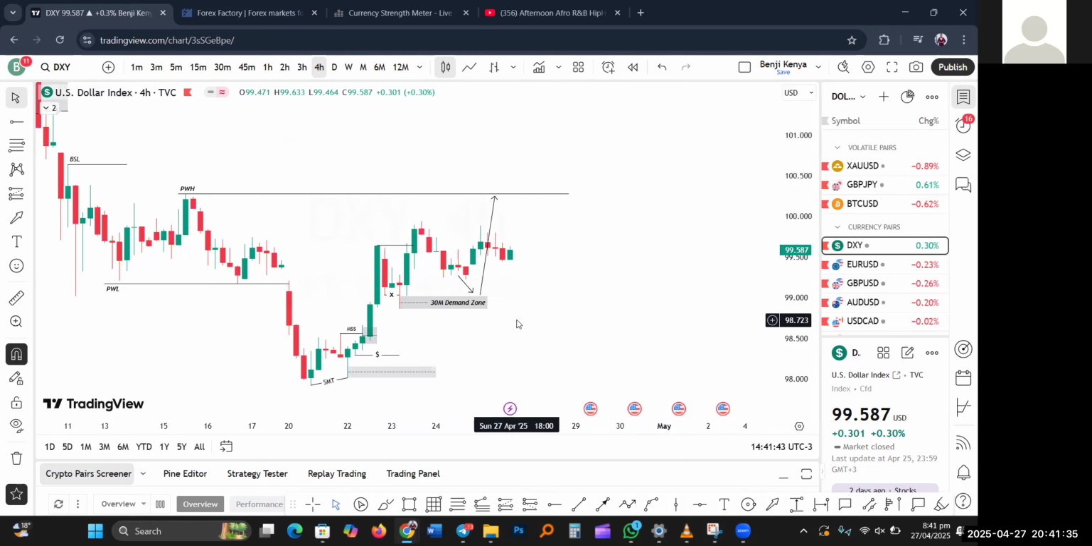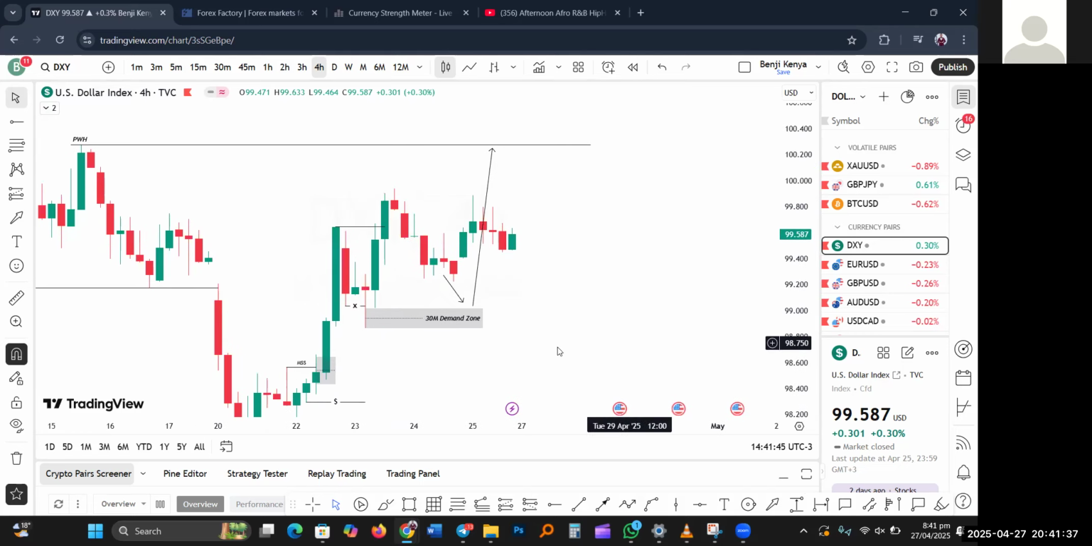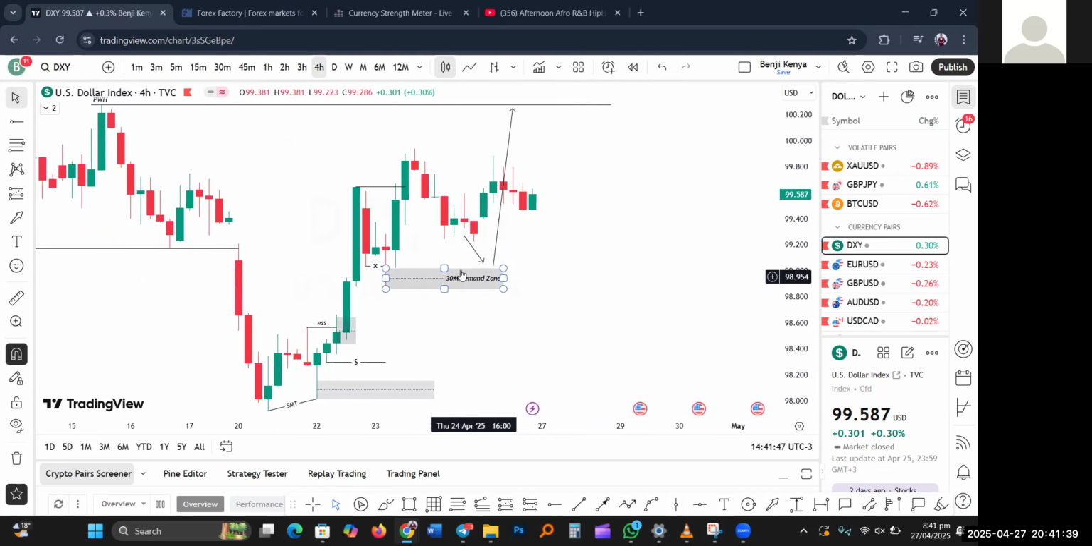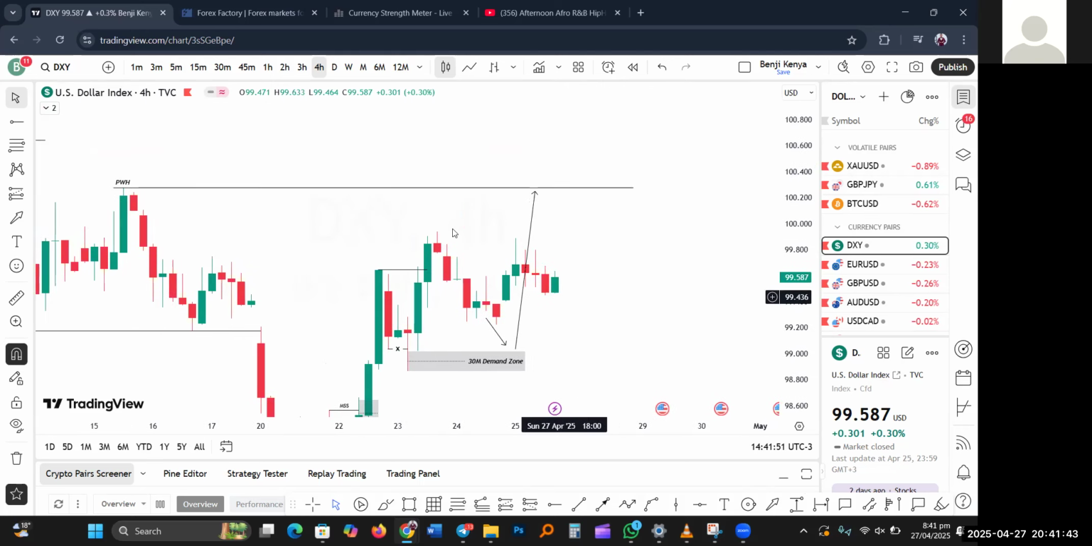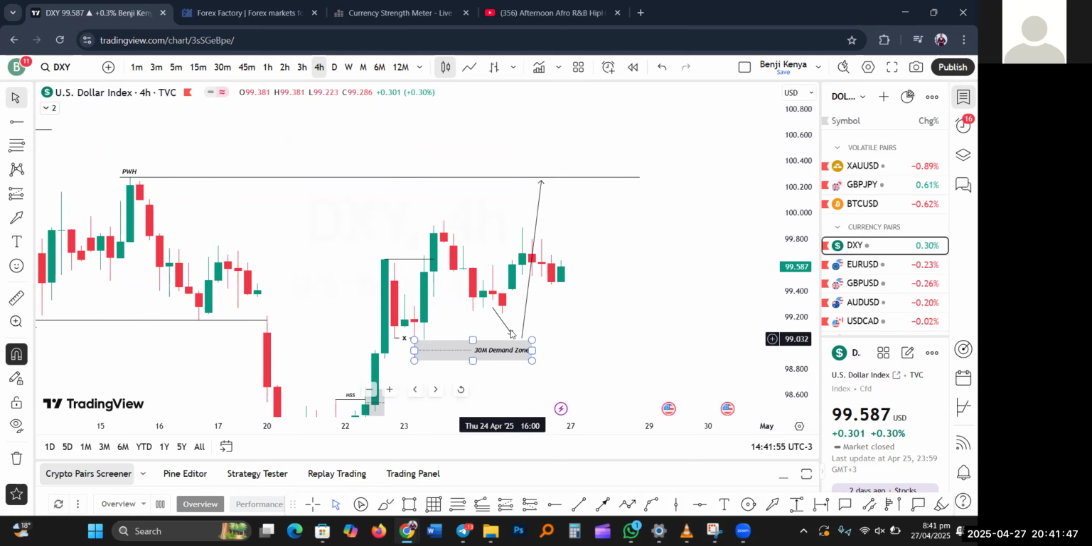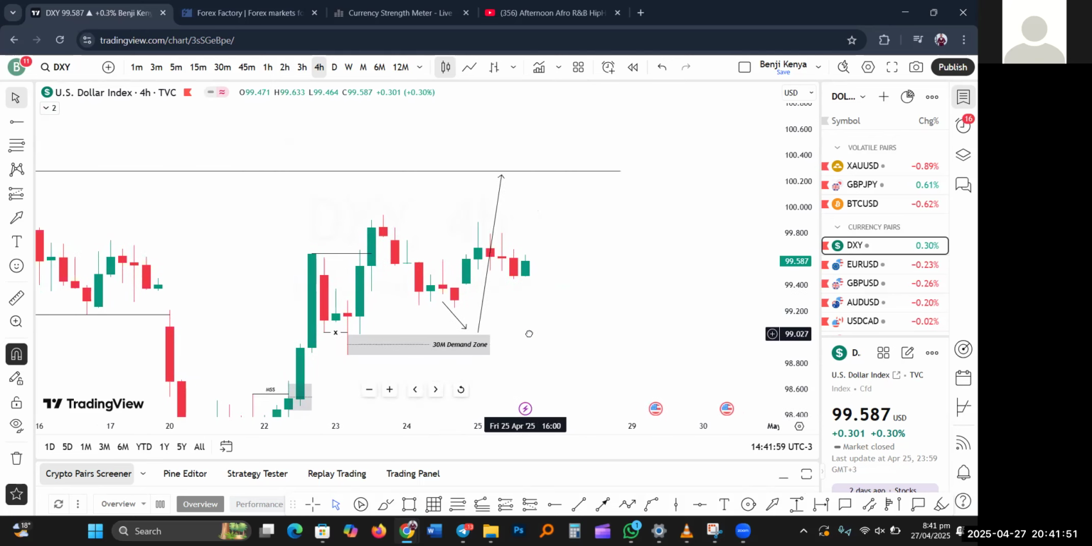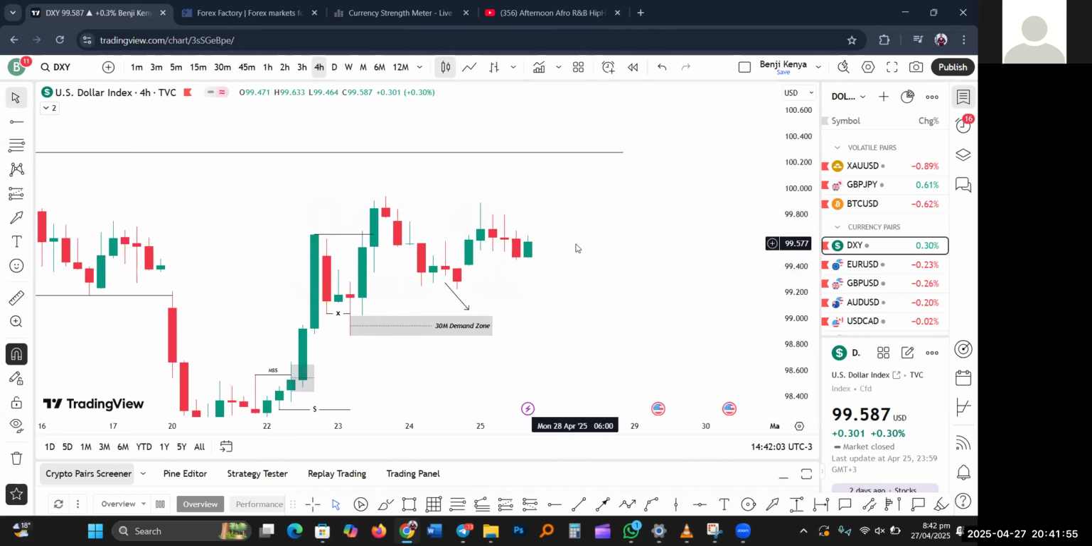This was a setup that I posted, was it on Friday, Thursday? I wanted it to come back to this area of liquidity so that we can push higher and target the previous week's high. But the market is not moving ideally as we want it to move. So that's one thing that we saw.